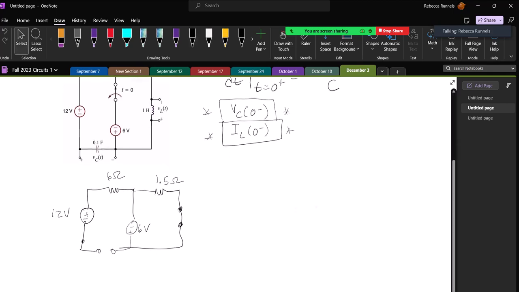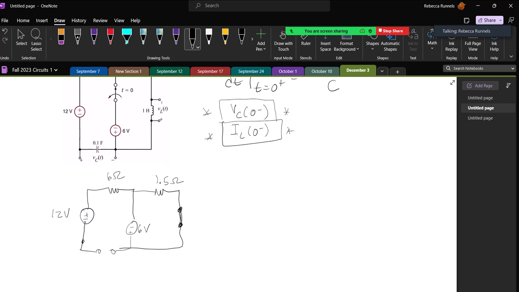Okay, so this is where our inductor is, but at 0 minus it's acting as a short circuit, and this is where our capacitor is, but at 0 minus it is acting as an open circuit. If I made this right here ground, then this side of the capacitor is at 0. This is plus minus on the voltage source: the plus side has to be 6 volts higher than the minus side, so I have to have minus 6 volts up here.